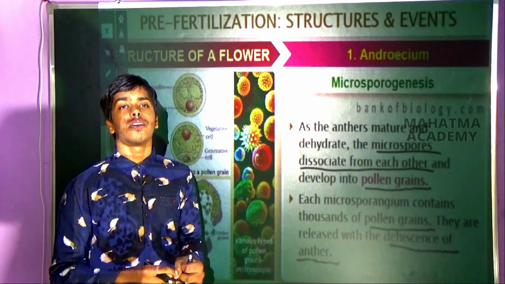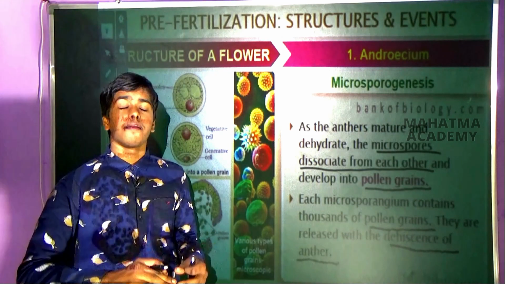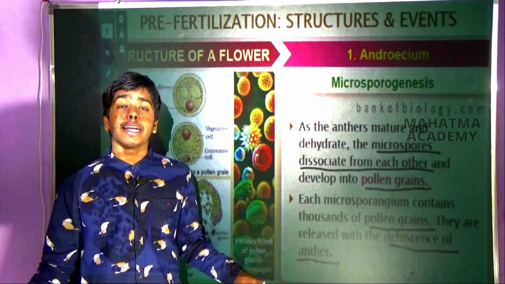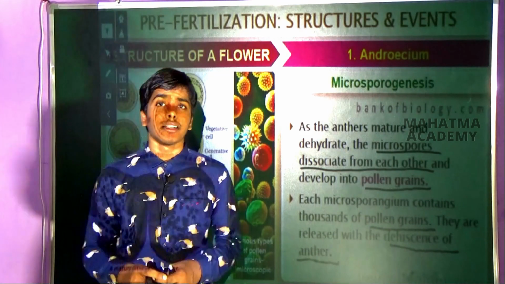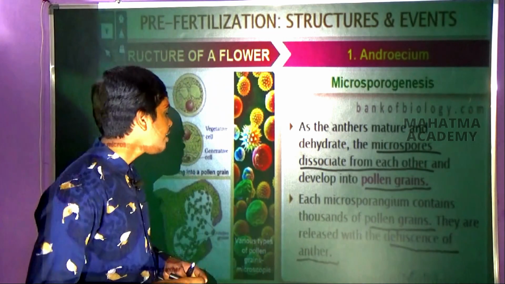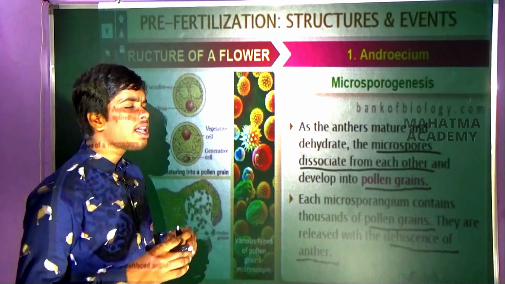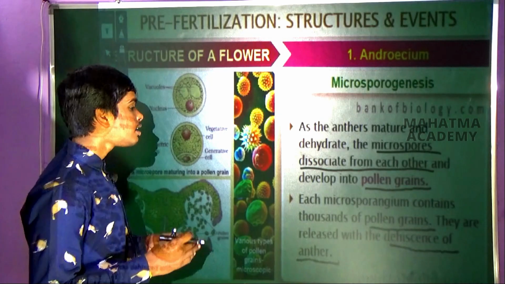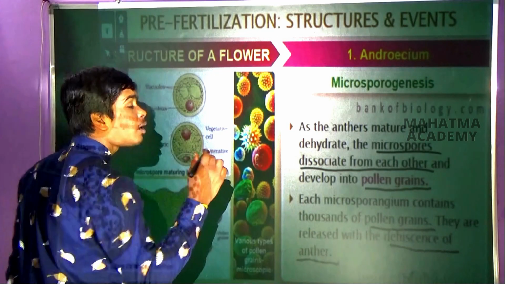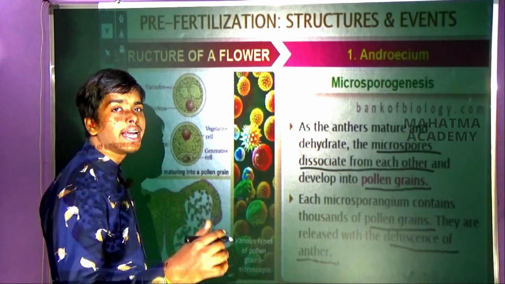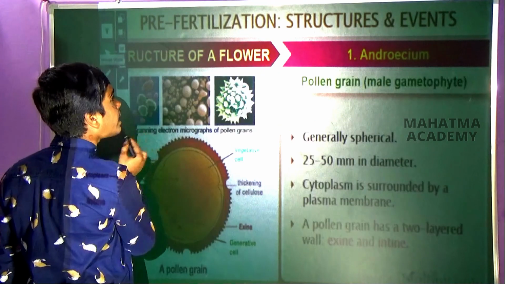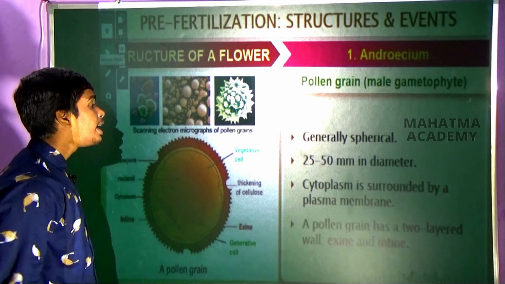Pollen grains will be in how much quantity? They are in thousands, and with dehiscence of the anther they will be released. That means the pollen grains are released with the dehiscence of the anther. This is the simple one. You can remember it.